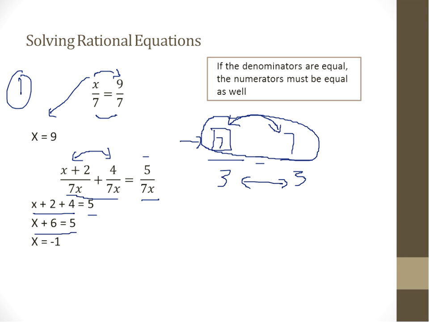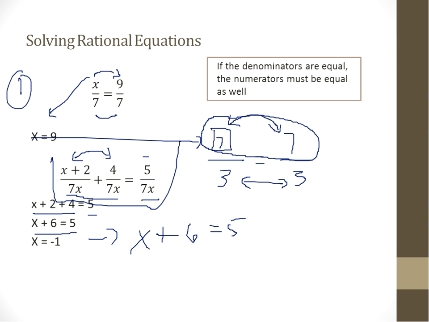So don't let the fractions worry you. I get a lot of questions on fractions, and we do a lot of review on fractions. Really, we're getting rid of the fractions here. We're just narrowing it down to something more simple, which is just a regular linear equation. This looks kind of complicated, but really it's just x plus 6 equals 5. Okay?